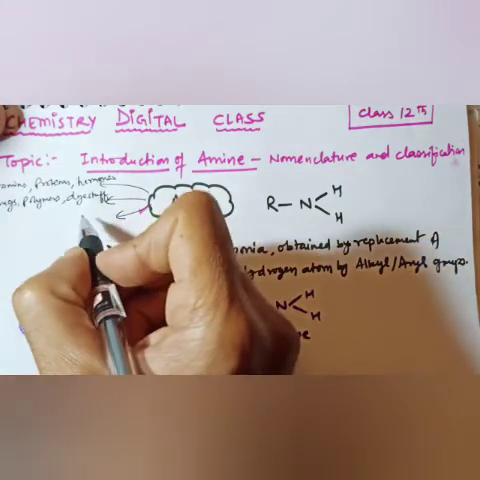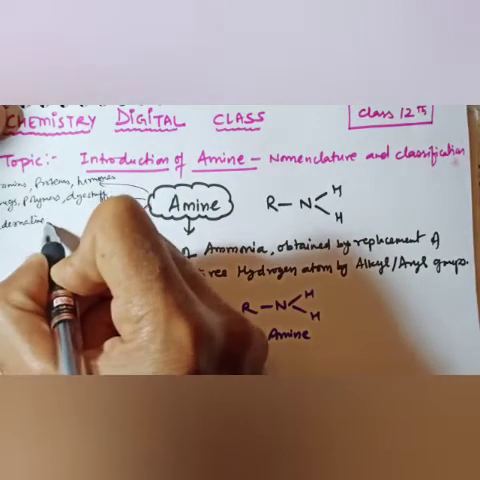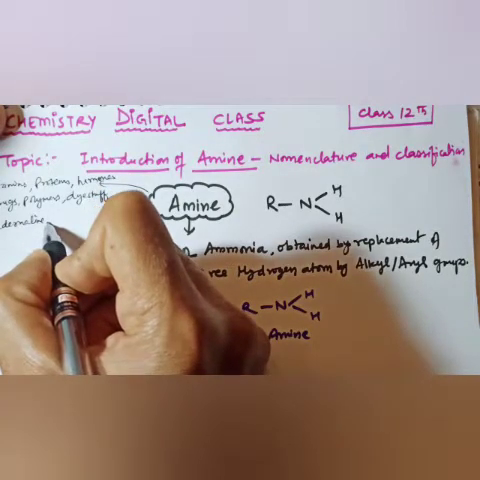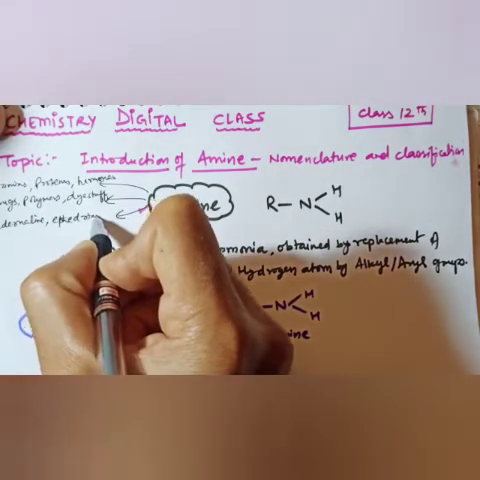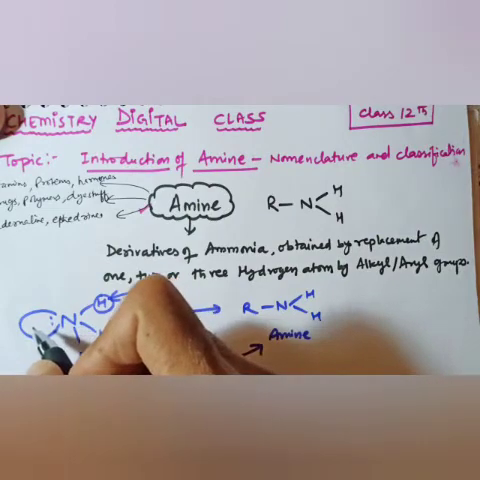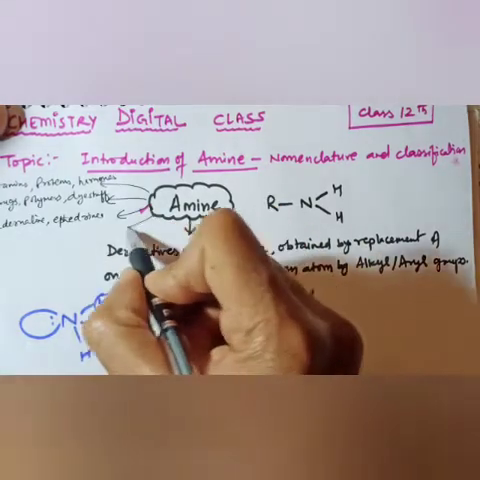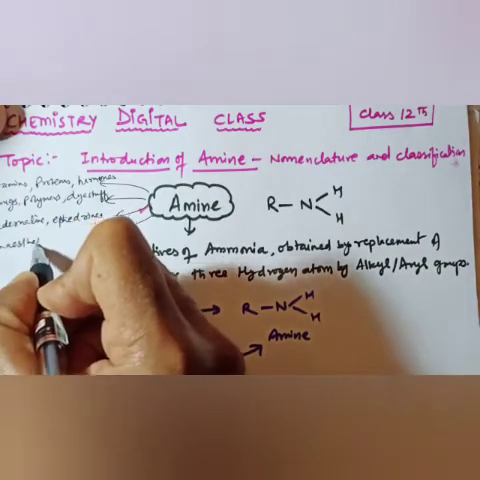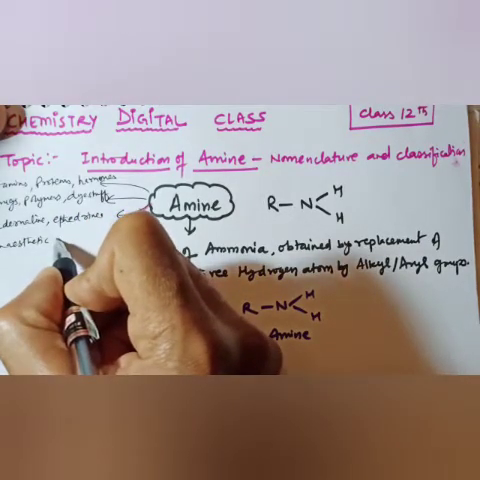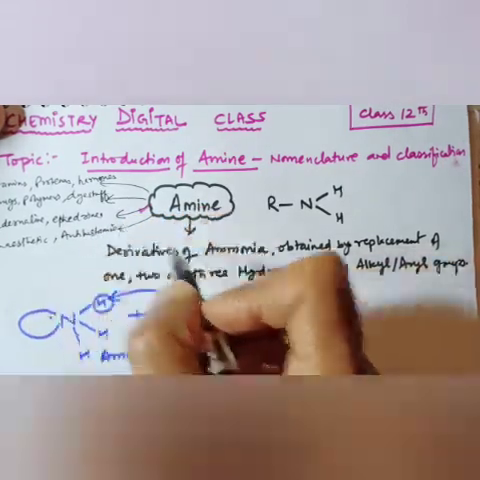Then biologically, it is present in some enzymes, like adenylene or ephedrine, if I say. It is used to increase blood pressure also. On the other hand, some are anesthetic medicines, just for anesthesia, and antihistamines, these are used. So in our daily life, amine is very important.